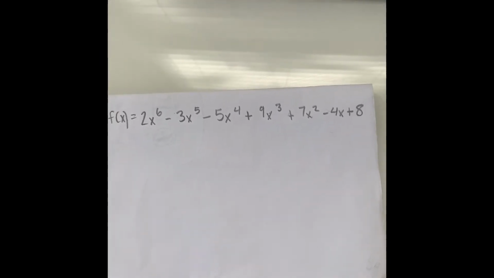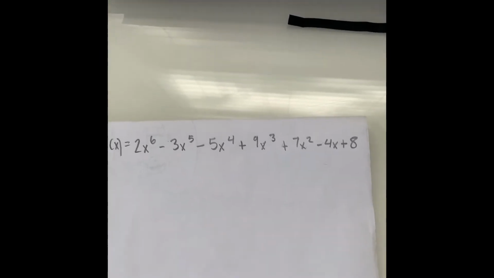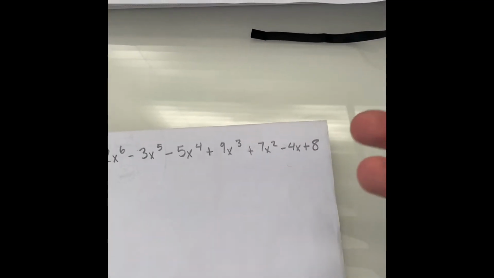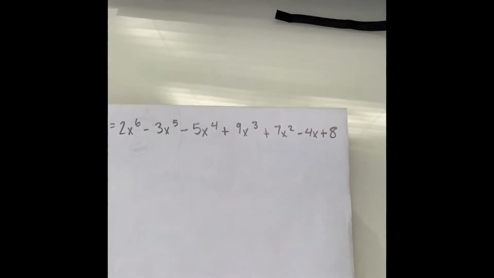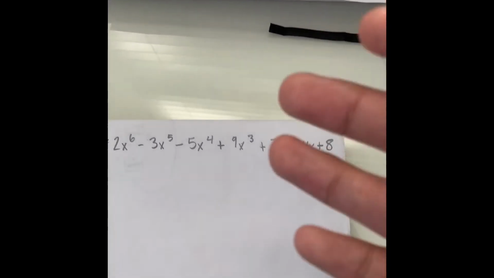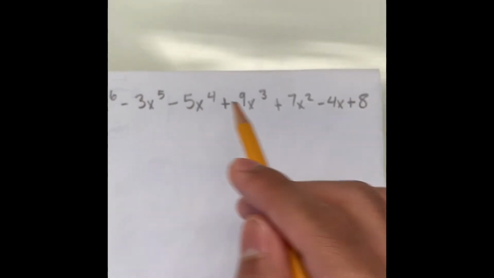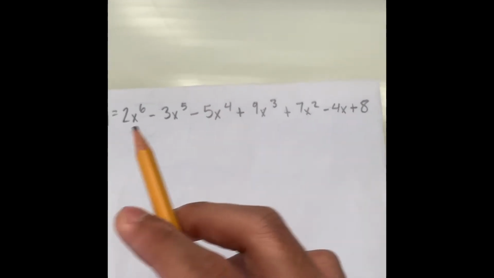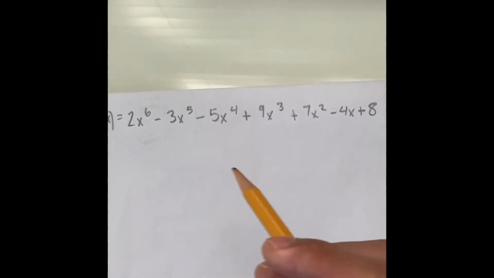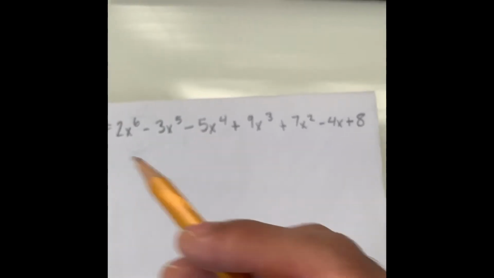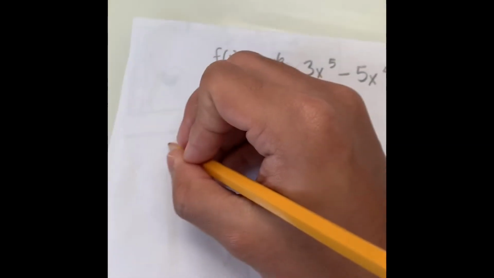Now we're going to work on Descartes' rule of signs. So what is that? It's basically a rule that helps you find the number of positive, negative, and imaginary solutions inside your equation. So here we go. We have this huge equation. So how can we find the number of positive solutions?